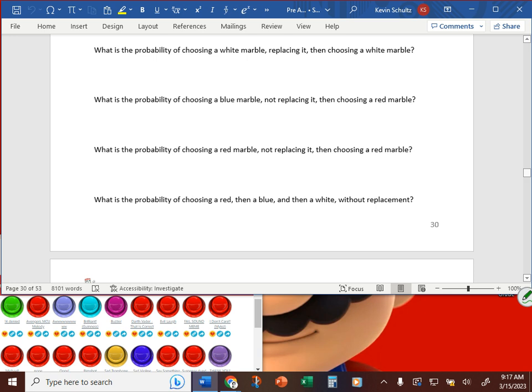The probability of choosing a blue one, not replacing it, then choosing a red one. This is perfect because we just did blue and red with replacement, right? Let's look at blue and red now without replacement. Anything change with the probability of choosing a blue marble that first time you reach your hand inside the bag? No, right? There were still 5 blue ones in there, still 20 marbles in the bag, so our probability is still 5 over 20.